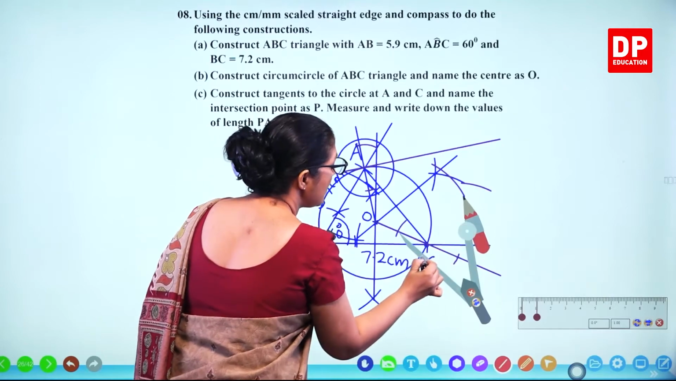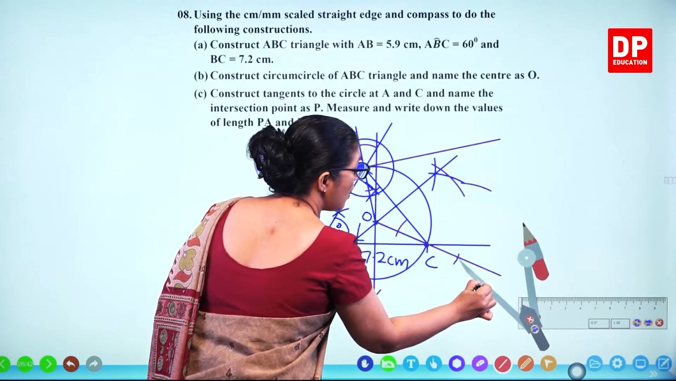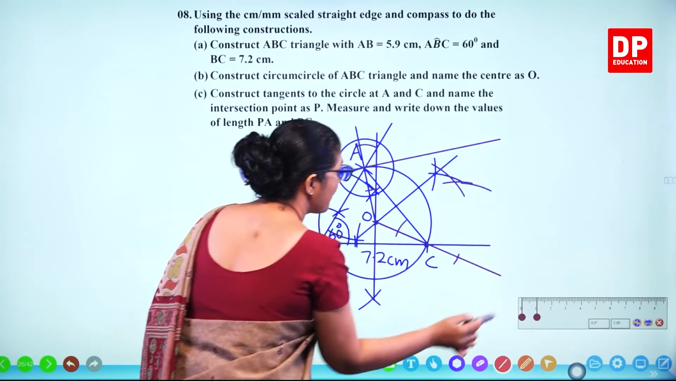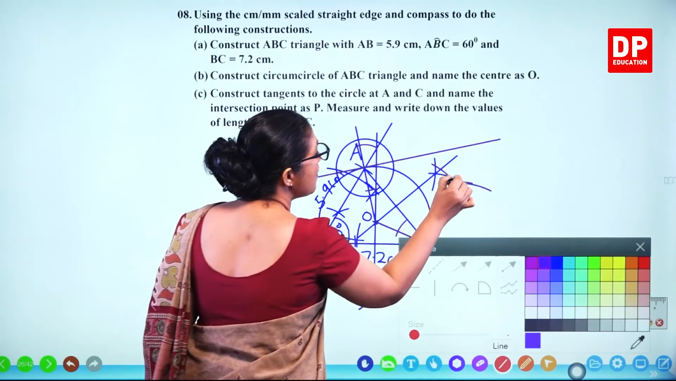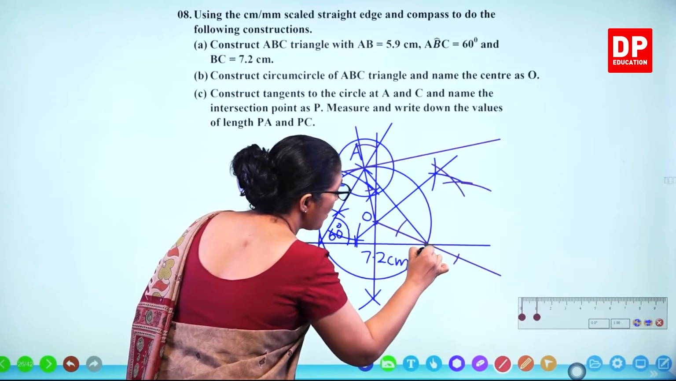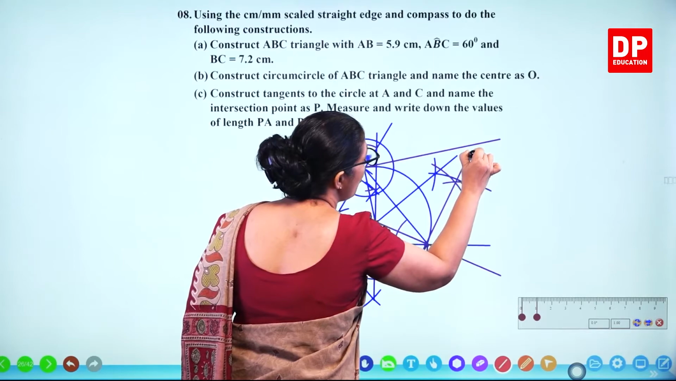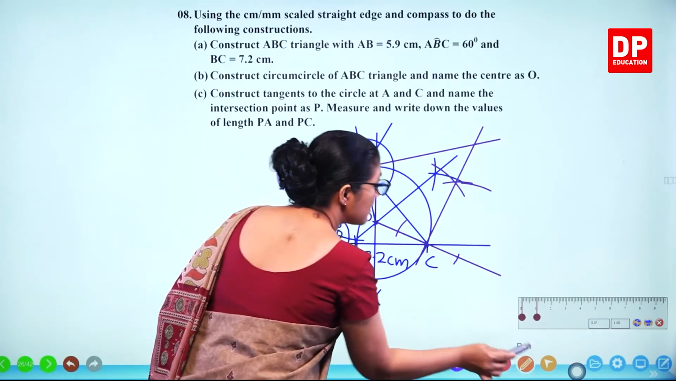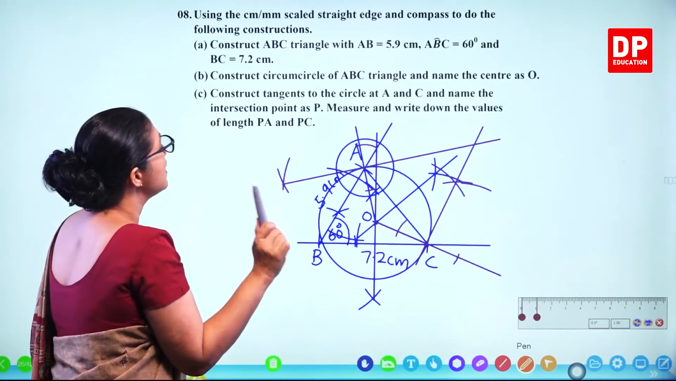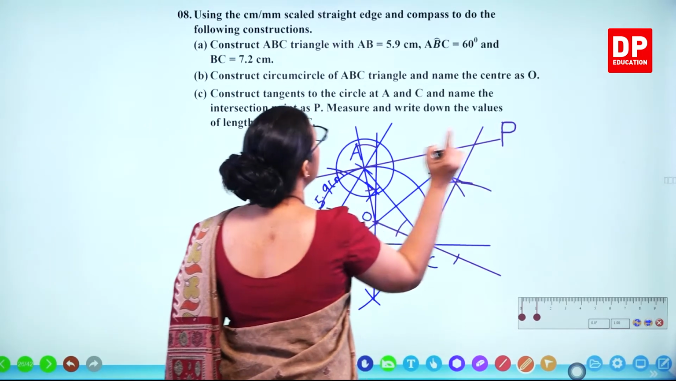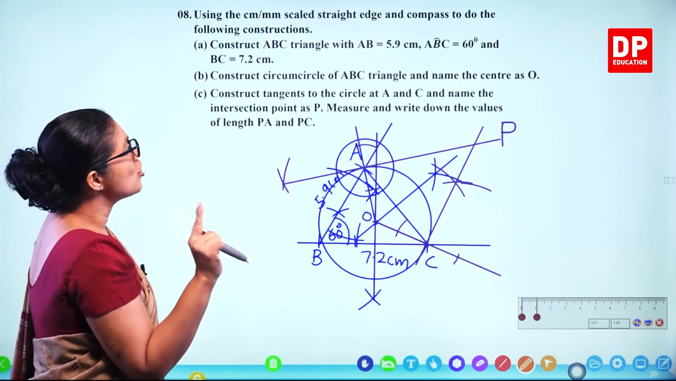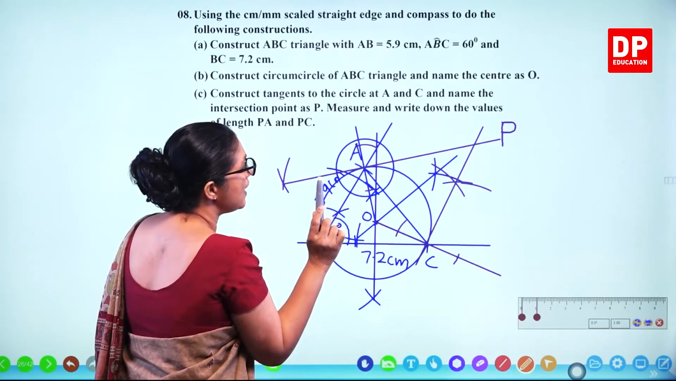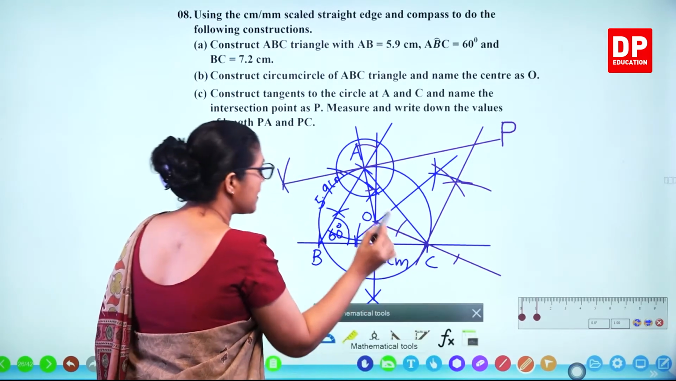Because we are using the property that the tangent and radius are perpendicular. Now you can connect it, this point, the C point, with this one. Now we have drawn the two tangents. Those are the two tangents and the intersecting point is P. So this is P. And you are asked to measure and write down the lengths of PA and PC.